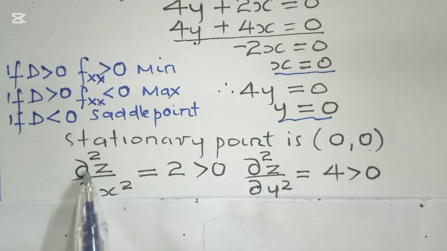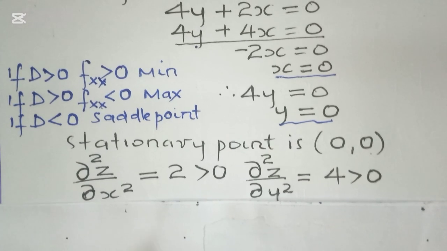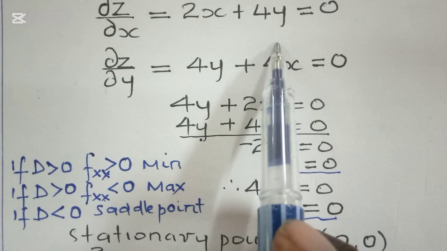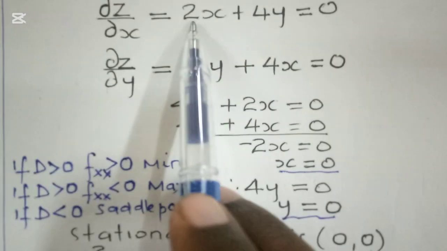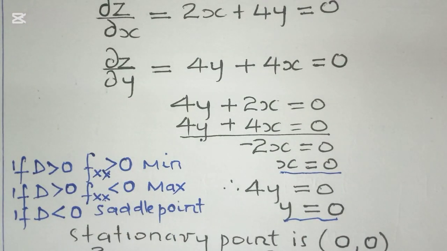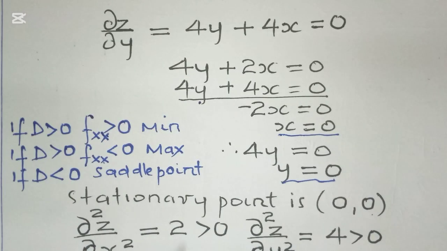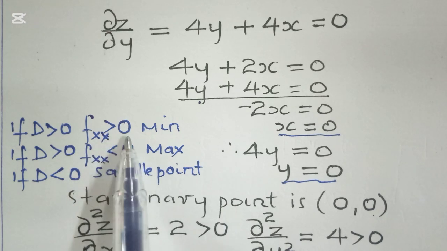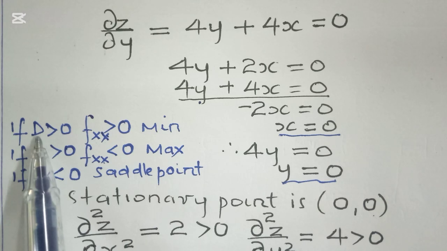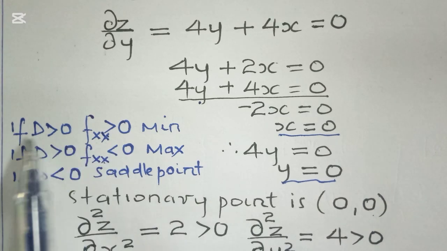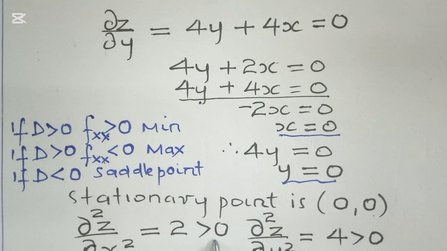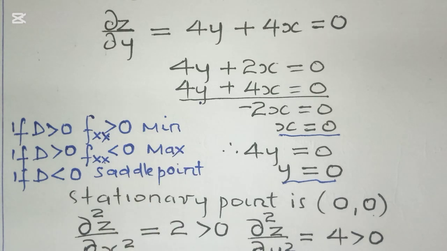Guys, as we have said, we differentiate once again for x, that is this value. We differentiate yet again with respect to x, and we shall find it is 2. And 2, as you know, is greater than 0. And so, guys, fxx is greater than 0, but we also need to find the determinant and see that it's greater than 0 for it to qualify to be a minimum point. And so the first condition has been fulfilled for the minimum point.